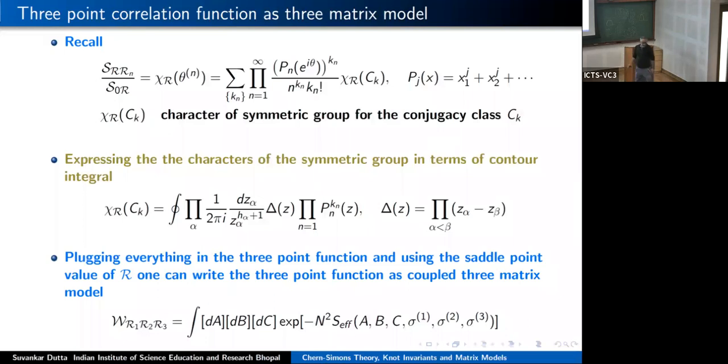Actually, recently there is a paper by Lin, where they have solved multi-matrix models using the bootstrap technique. This is a recent paper, last year's or maybe this year's, I don't remember. So our goal is to solve this three-point correlation function, which is related to three-component torus knots in S3 mod Z_p. We are currently trying to solve this three-matrix model using the matrix bootstrap technique.